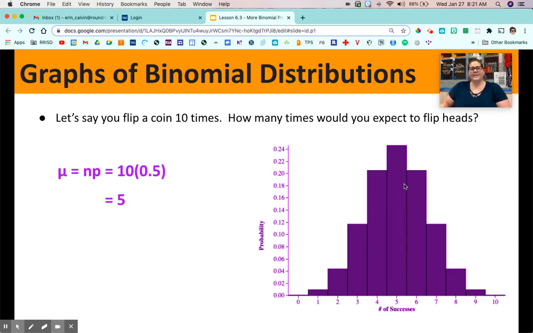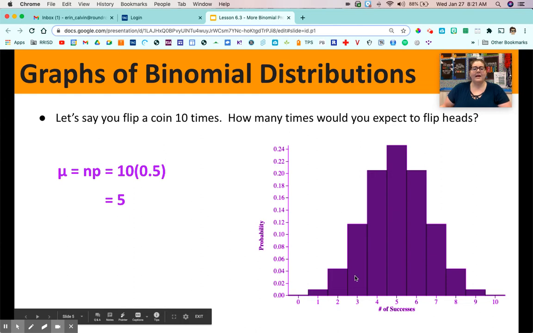Which basically means most of the time I should be flipping around 5 heads. But that's not always going to happen. When I flip 10 coins, I'm not always going to get exactly 5 heads. So this graph is showing us how often I'm going to get 4 heads, how often I'm going to get 3 heads, etc. And we can see that this graph looks pretty symmetric. It's got one nice little peak in the middle. So it's a really good looking graph.